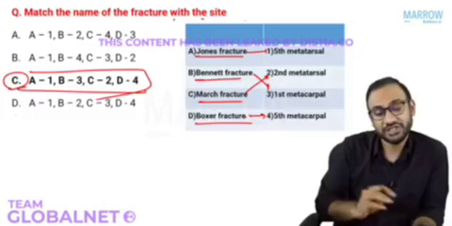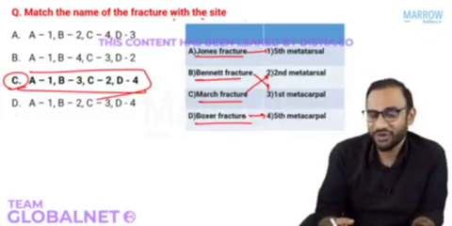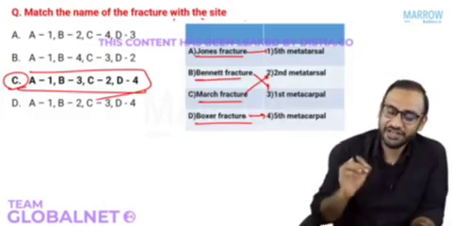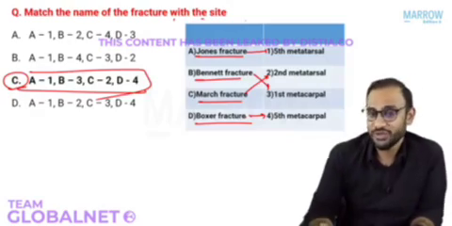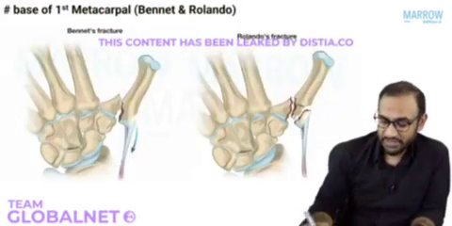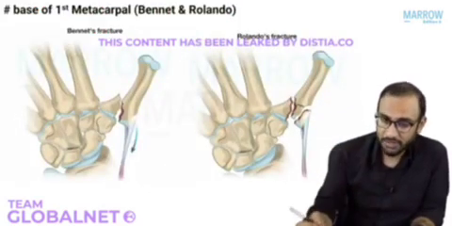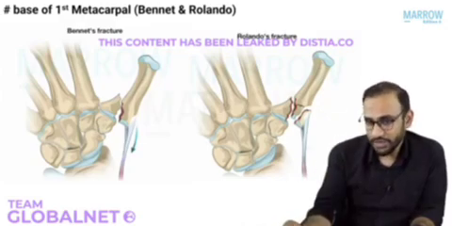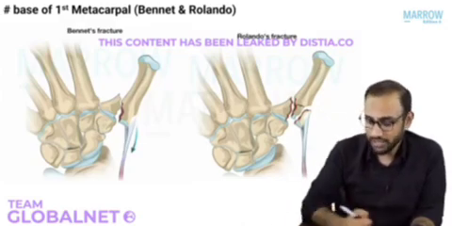Is this clear? So these are all eponymous fractures, friends. You have to remember all the names of the fractures, and every name usually has a story, and I've told you those stories, so it will become easy for you. So Bennett's and Rolando's are fractures of the base of the 1st metacarpal. Bennett's is partial, Rolando is complete. Bennett's is displaced, Rolando is undisplaced.